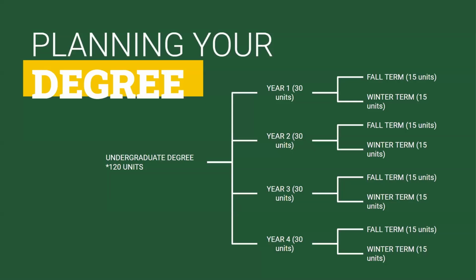Most degrees are going to require 120 units and can be completed within 4 years. Most classes are 3 units and will run for 1 semester. This is either from September to December or January to April. And there are some full year courses available as well that are 6 credits and will run from September all the way through to April. To graduate in 4 years, that means you'll be taking 15 units per semester, about 5 classes, for a total of 30 units in a year or 10 courses.